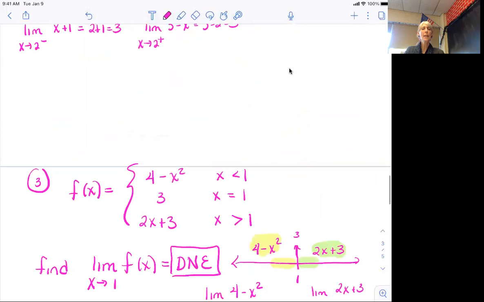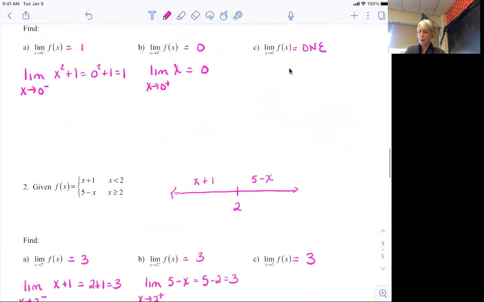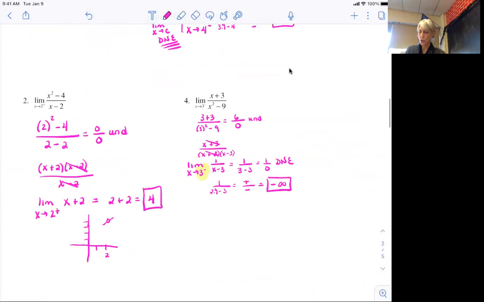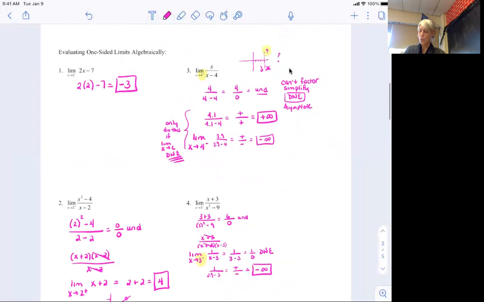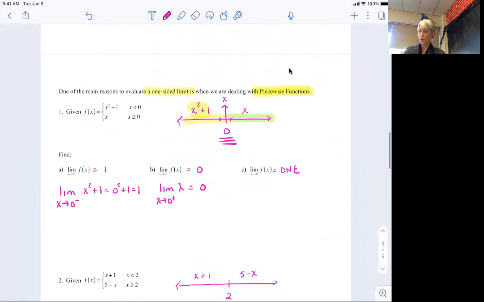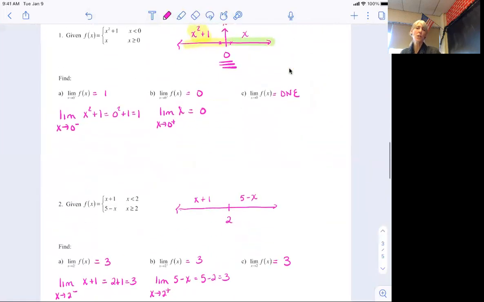Alrighty, so that's a little bit on one-sided limits. We talked about how to do it. We reviewed how to do it graphically, and then we talked a little bit about different types of algebra questions we could see, whether or not your function is a rational function or whether your function is a piecewise function. You guys should practice evaluating one-sided limits.